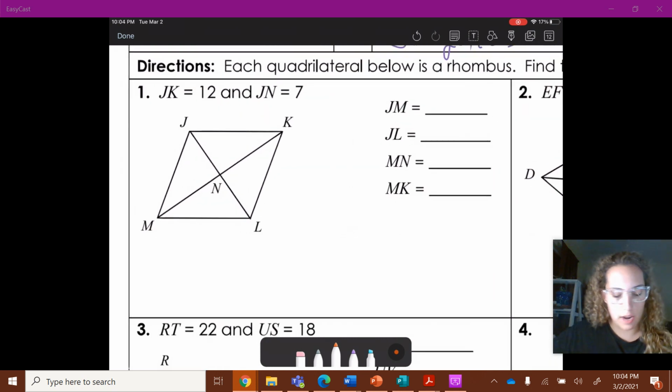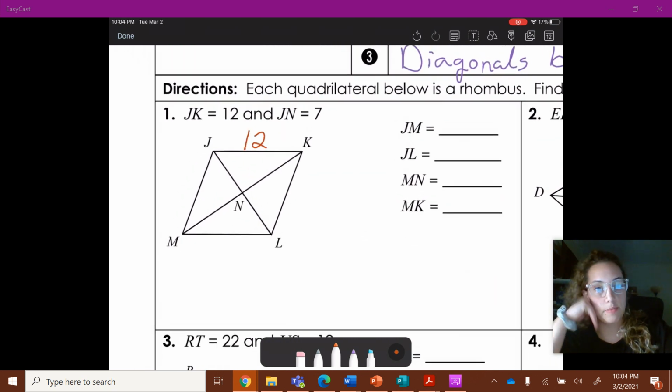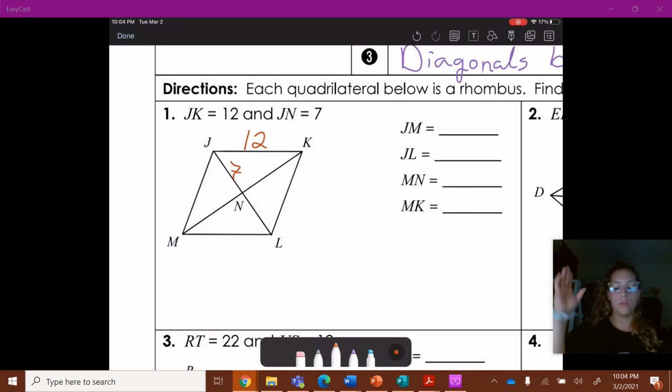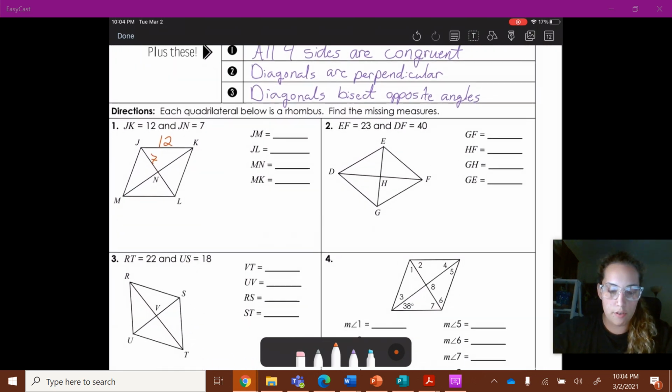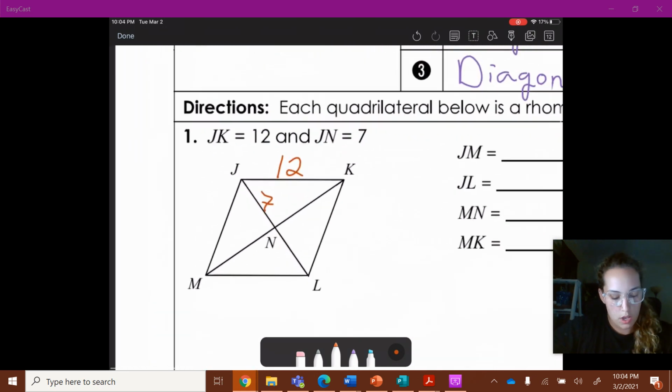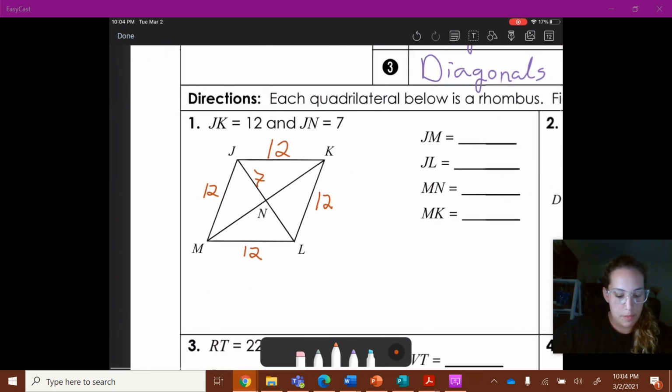All right, so JK is 12. So J to K is 12. It tells me right there, and JN is 7. So we'll just start with JK. Well, JK tells me that all of the sides are 12, because I know that all four sides are congruent, right? So all four sides are 12. Should be pretty simple, right?